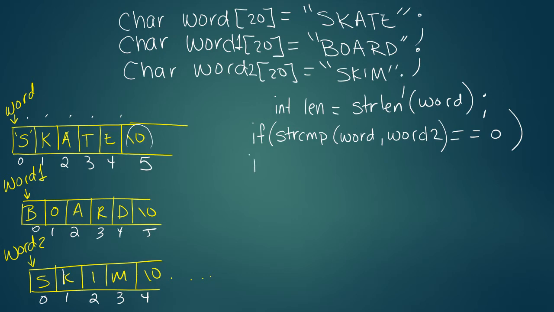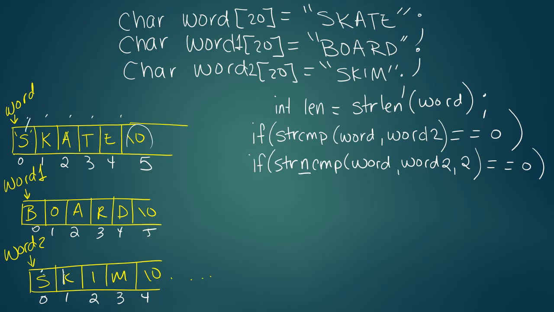But if I did if strncompare, and I passed it word and word 2, and I said how many letters I wanted to compare. For example, I want to compare 2 letters. Then what's going to happen? It will compare S to S, K to K. Those are 2 characters. I'm telling it right here only to compare 2 characters. So yes, this condition would be true, and it would return a 0. So string compare is used to compare 2 strings to see if they match.